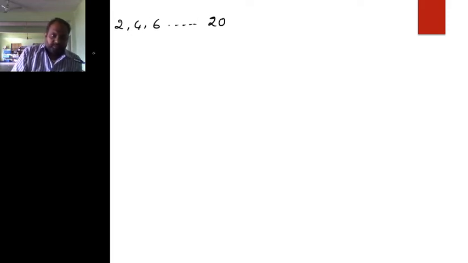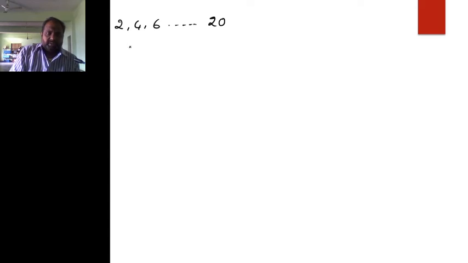Hello, good morning students. Yesterday we discussed the sum of n terms of an arithmetic progression. 2, 4, 6 and so on, 20. This is the example question.